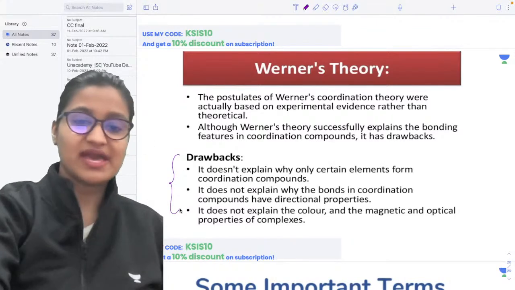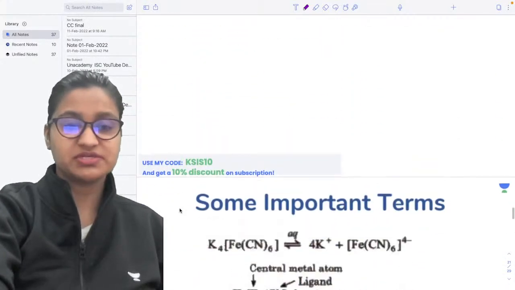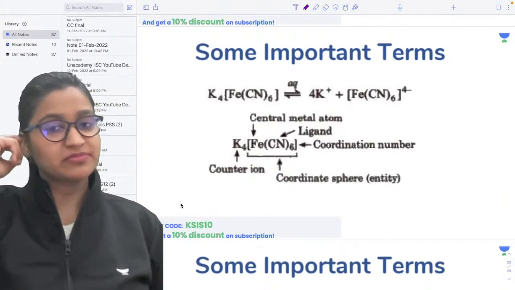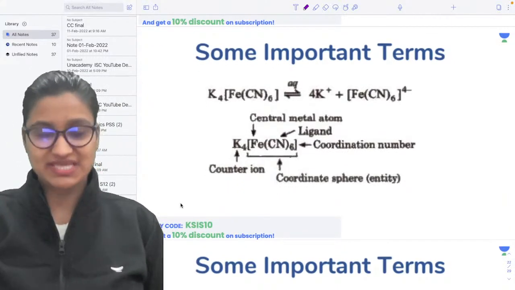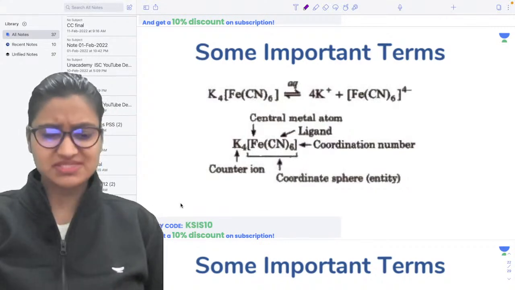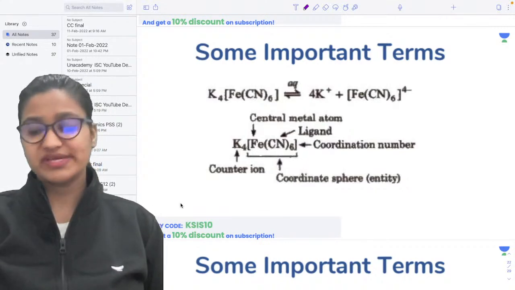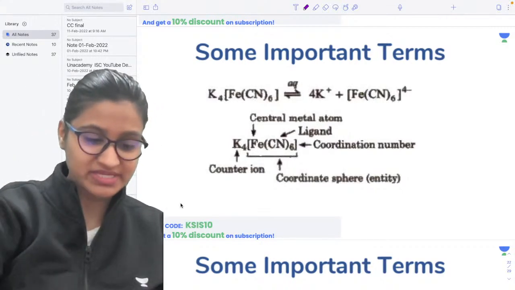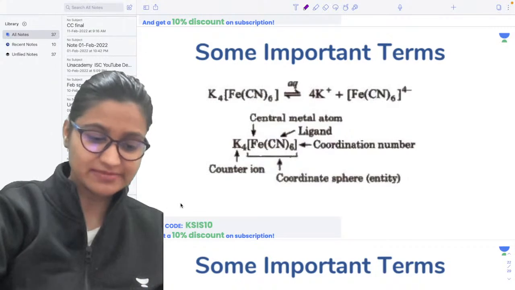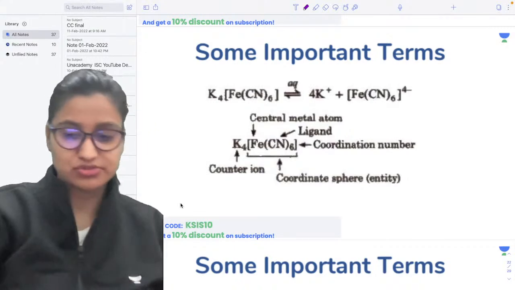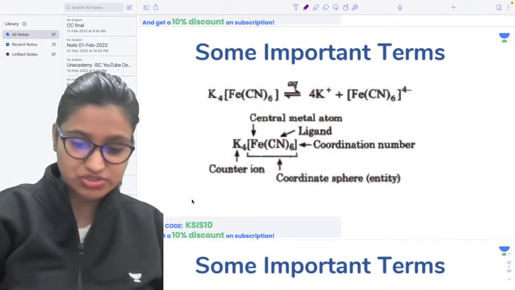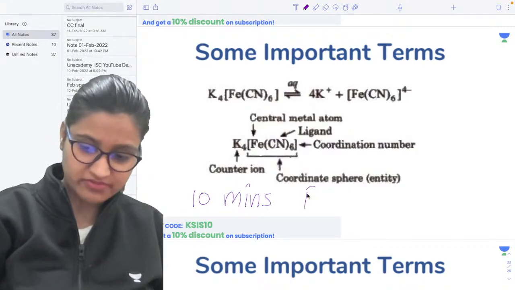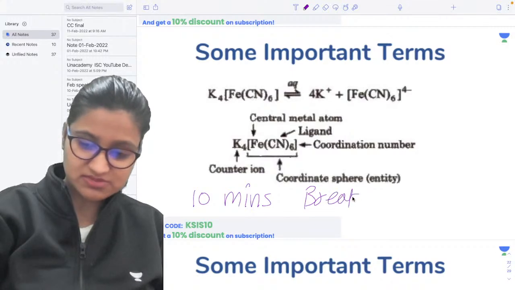Now next we have some important terms, in which we will discuss what a central metal atom or ion is and everything. We'll discuss everything. That's what we are going to do after a 10 minute break. Let me have my breakfast in 10 minutes and then we will start the class again. So you have a 10 minute break.